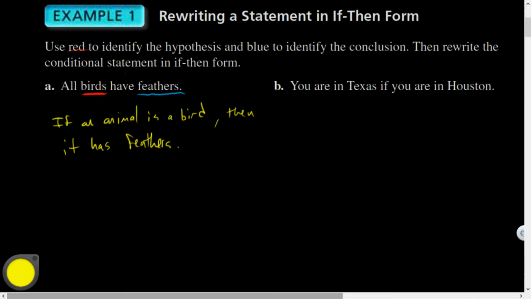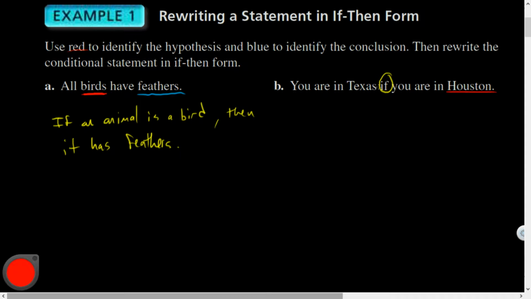Now, I could write a conditional statement, but my conditional statement could be false. So we could consider a valid counterexample as disproving the truth of my statement. Let's see. You are in Texas if you are in Houston. Careful, there's a pivotal word right here.